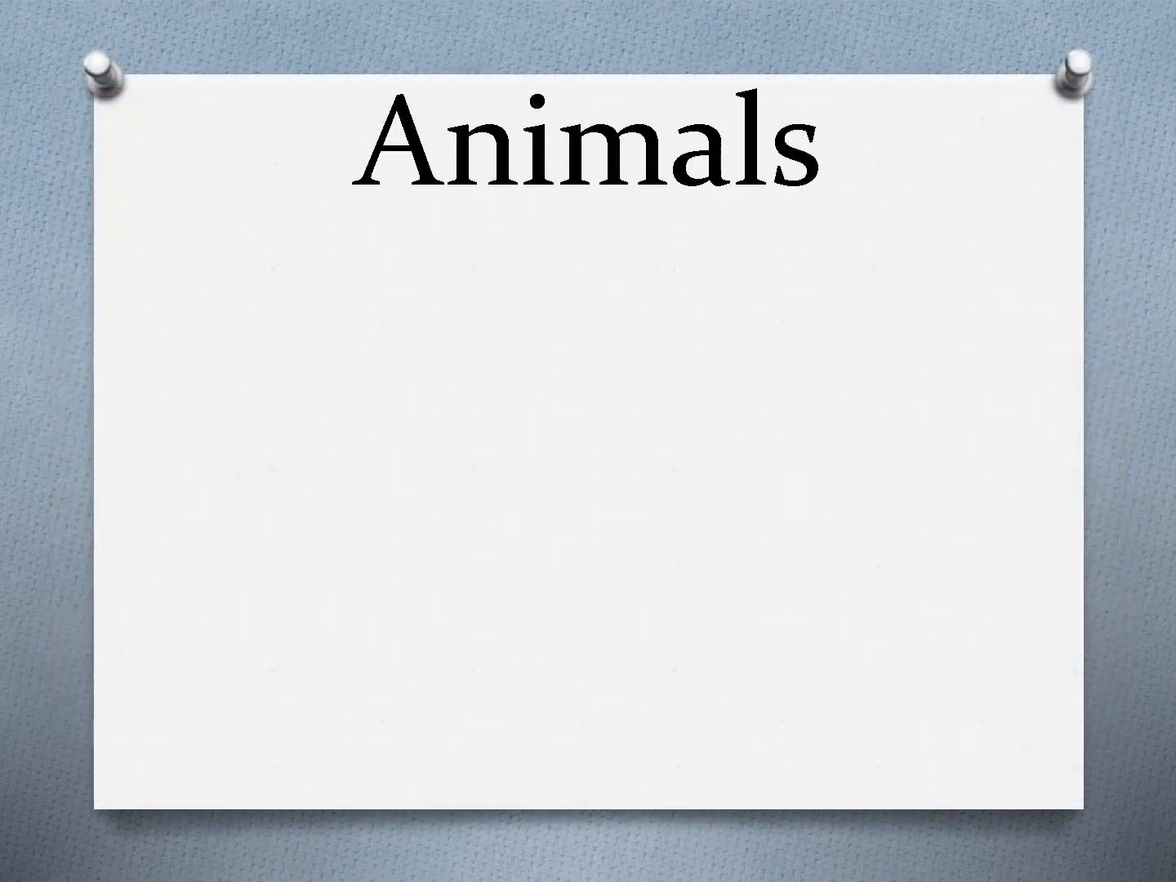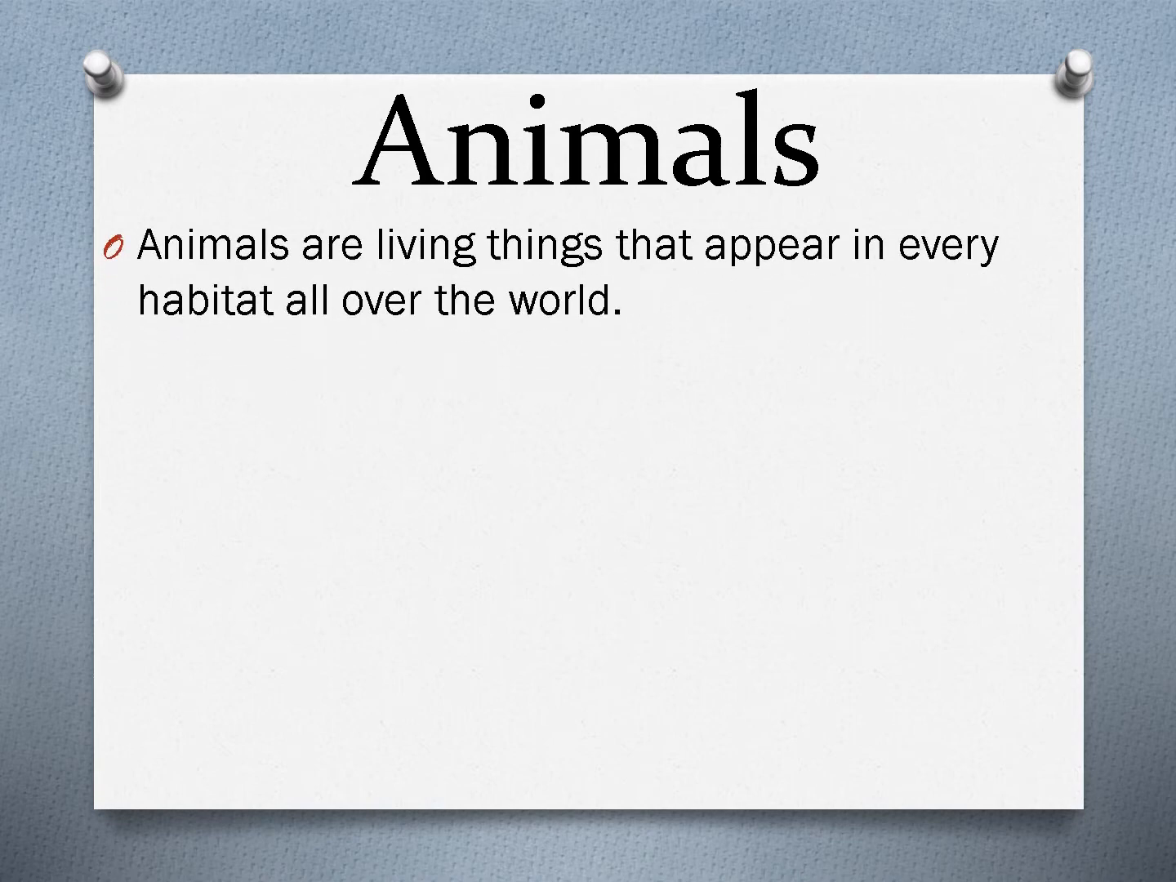Before we are going to learn about the differences of animals, let us first define what animals are. Animals are living things that appear in every habitat all over the world. So animals are living things, something that is alive, something that has life.